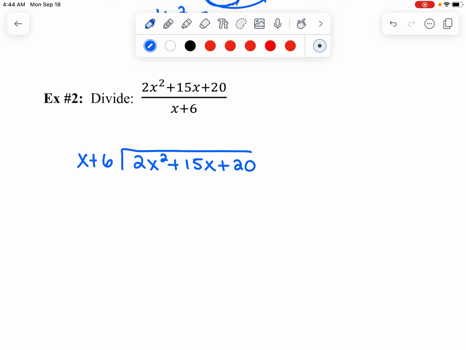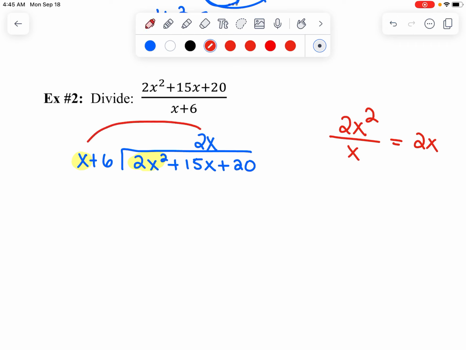If you want to, you could pause the video and take a moment to try the 4 steps and then press play, and we're going to go over it. So I'm going to take 2x squared and divide it by x. Again, it's always the first term in your divisor dividing into the first term in your dividend. So if I take 2x squared and divide it by x, I'm going to get 2x. And I'm going to write that above the 15x since they are like terms vertically.